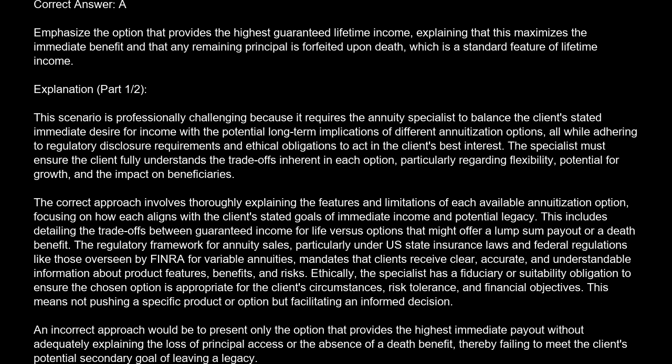The correct approach involves thoroughly explaining the features and limitations of each available annuitization option, focusing on how each aligns with the client's stated goals of immediate income and potential legacy. This includes detailing the trade-offs between guaranteed income for life versus options that might offer a lump sum payout or a death benefit. The regulatory framework for annuity sales, particularly under U.S. state insurance laws and federal regulations like those overseen by FINRA for variable annuities, mandates that clients receive clear, accurate, and understandable information about product features, benefits, and risks.